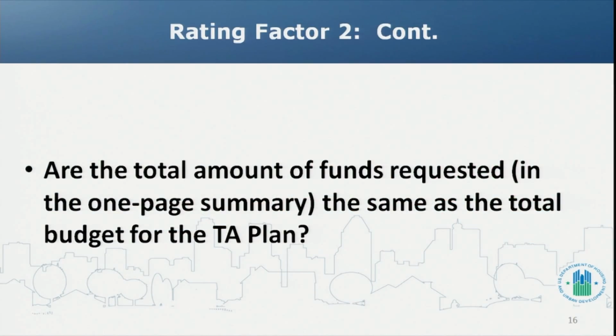Marie, is the total amount of funds requested in the one-page summary the same as the total budget for the TA plan? Pam, no. The 2 are not the same. The detailed budget should match the proposed plan for technical assistance, or TA plan. The total amount of funds requested is based on the overall cost of the total resources needed to carry out the technical assistance work over a 3-year period in the cooperative agreement. Once again, detailed information can be found in the FAQ document to be posted on HUD.gov or page 15 of the NOFA.